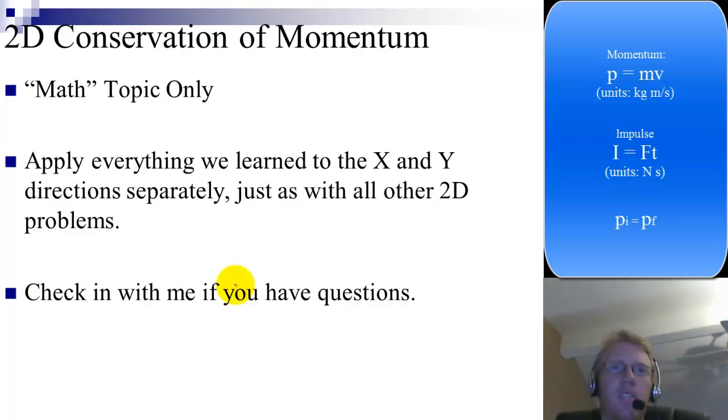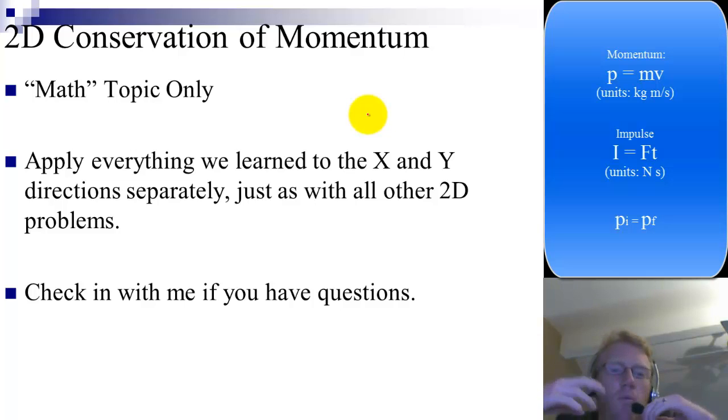Alright, last thing of the whole lecture, just about 5 minutes left, and this is only for those of you who are taking this class for the math topic, so math or honors, you're doing all the math questions. You're going to not only apply these collisions and conservation of momentum in linear motion, one-dimensional, forward and backward, you're also going to have to apply it in two dimensions.